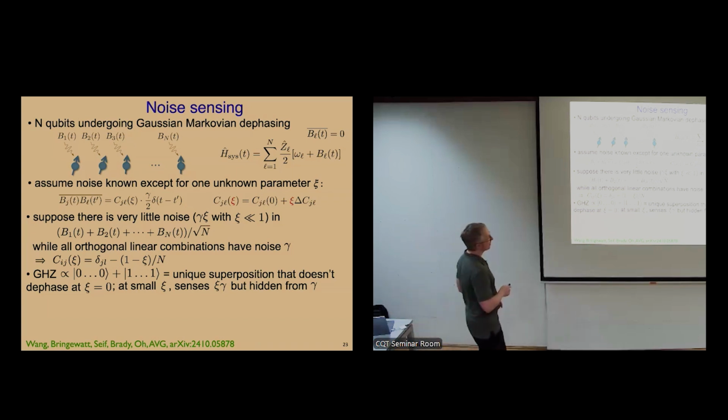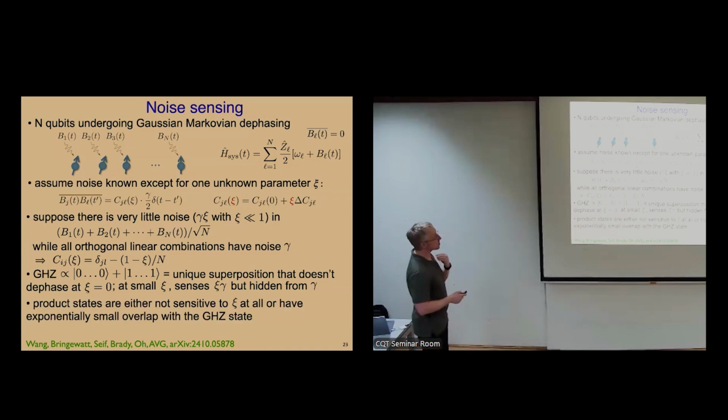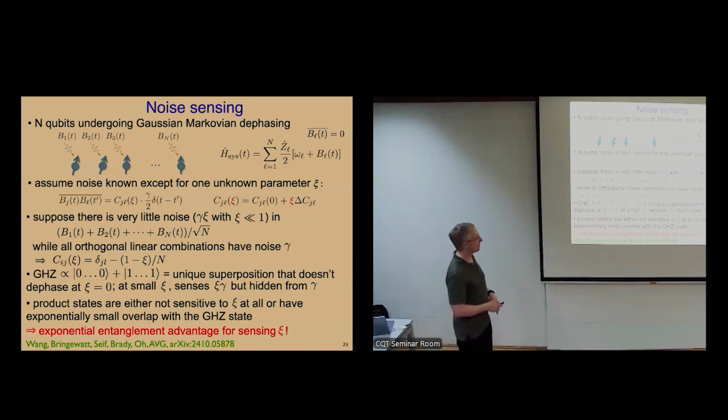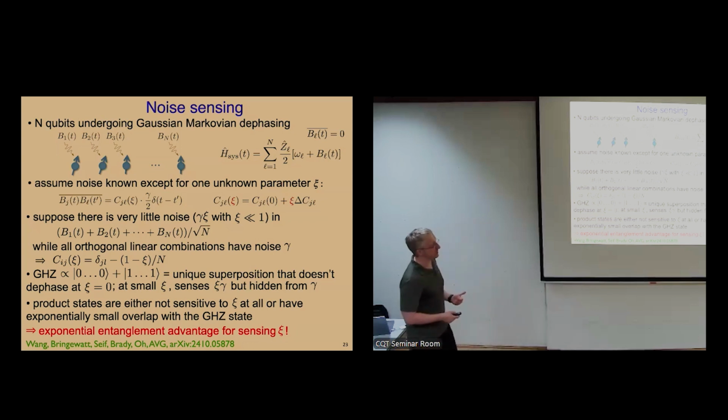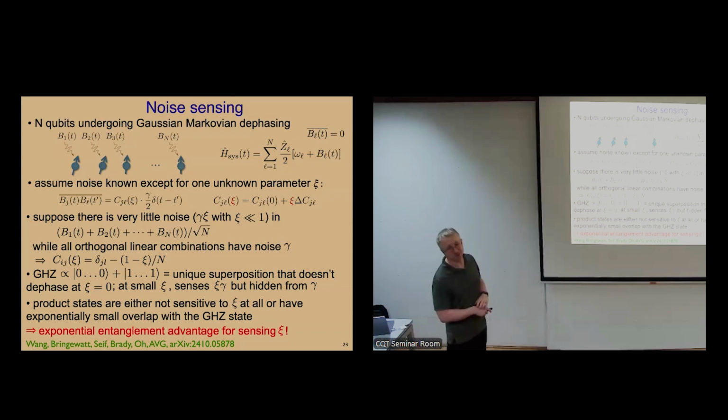And what this means is that product states are either not sensitive to psi, if I just take a basis state, it doesn't dephase at all, or if I take any other product state, say, I don't know, the all plus state, it will have an exponentially small overlap with this GHZ state. And so what this means is that we actually have an exponential advantage for sensing psi, because there's only one special entangled state that does really well, while all the product states do really, really poorly. So it's not that entanglement here works exponentially well, it's just that product states here work exponentially poorly because I designed my noise so cleverly. So maybe it's not so surprising.